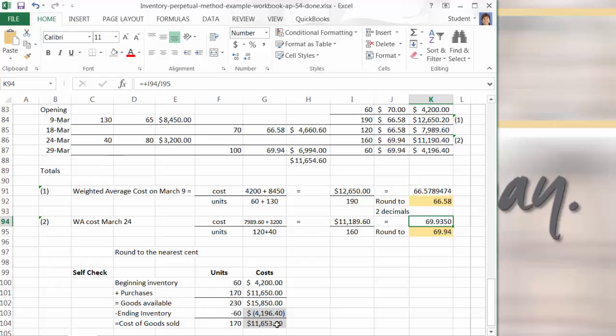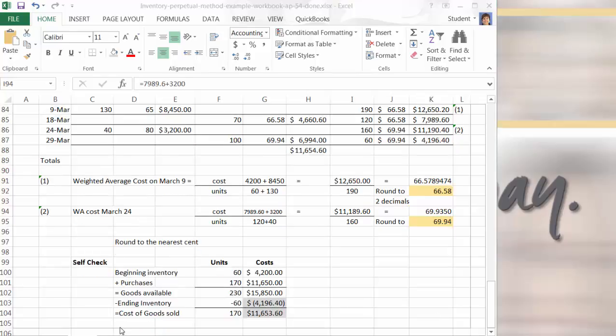With the weighted average method, we do get variances because we're rounding to 2 decimals instead of carrying the decimals out, but that is considered acceptable. It should be a pretty small difference. This is actually a pretty large difference to have a whole dollar, but we have somewhat large quantities here.